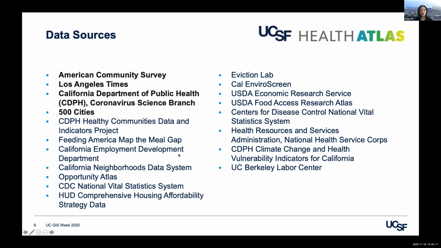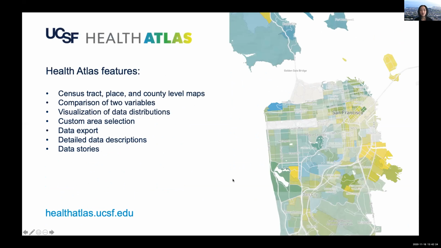I would say that of the list, the ones that are in bold were the ones that we used most: American Community Survey, Los Angeles Times, CDPH, and 500 Cities. In our maps, we have 3 different levels of geography: census tract, place, and county level.